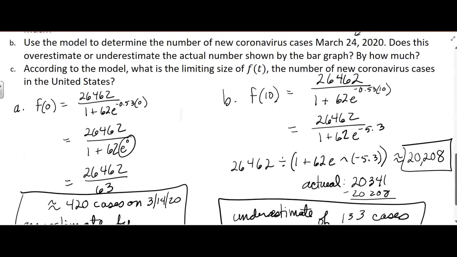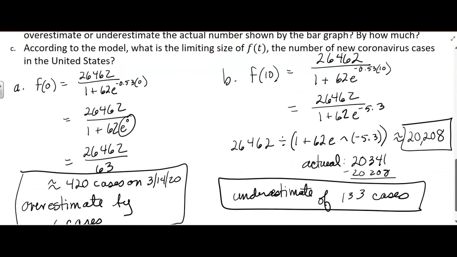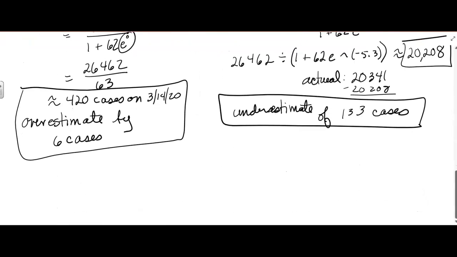And then finally, part C. According to the model, what is the limiting size of f of t, the number of new coronavirus cases in the United States? Remember, that's the c in the formula. This is part C, but that doesn't have anything to do with the c in the formula. 26,462 was the limiting size, so that's the number of cases.